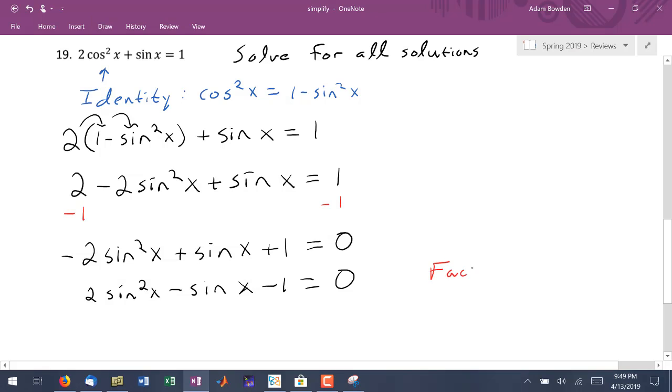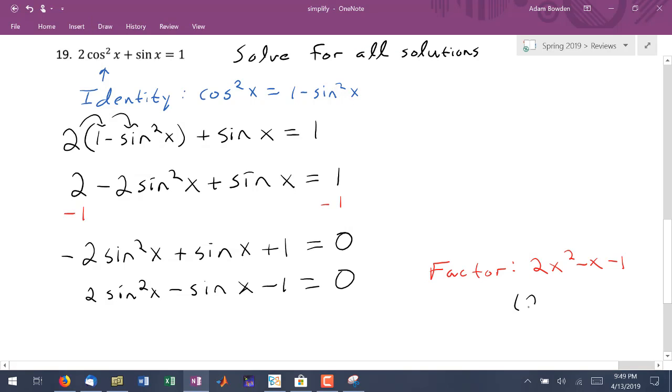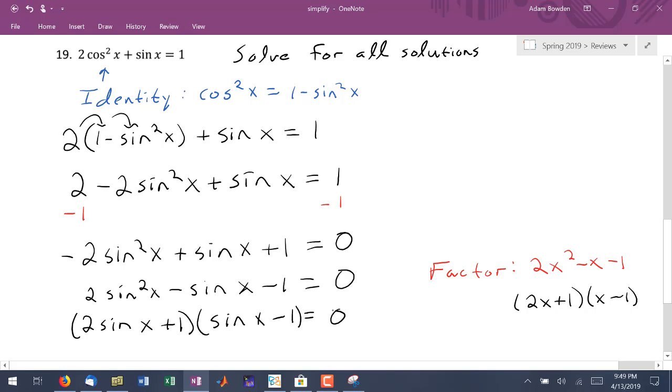But now we'd like to factor and solve. So to factor, imagine this in the form of 2x squared minus x minus 1. And if you'd like to practice your factoring at this point, you may want to pause the video and factor this trinomial. If we do, it's going to turn into 2x plus 1 times x minus 1. And that tells us how to factor our trig equation into 2 sine x plus 1 times sine x minus 1 is equal to 0.